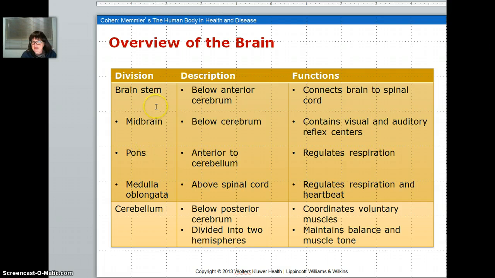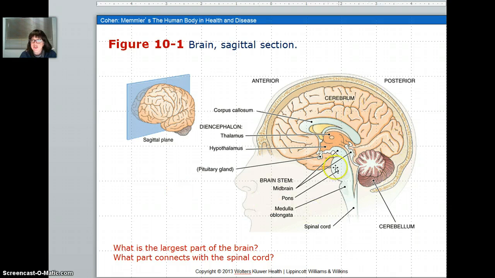Then you have the brainstem. The brainstem has three different parts: the midbrain, pons, and the medulla. These are very primitive functions. So we're talking reflex centers, respiration, and heartbeat, very low functioning. Then you have the cerebellum, which is coordinated muscle, and it also contains muscle balance and tone. So that's pretty much all you need to know for the detail of the brain. You do, however, need to know these labels.